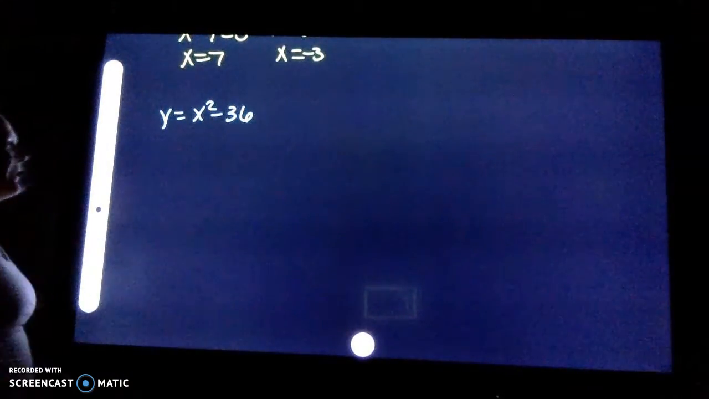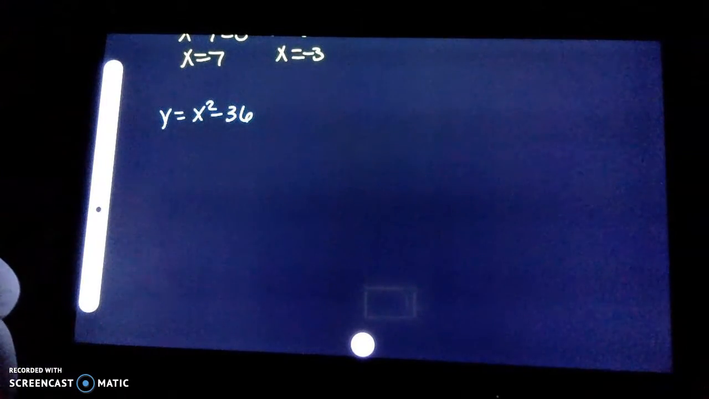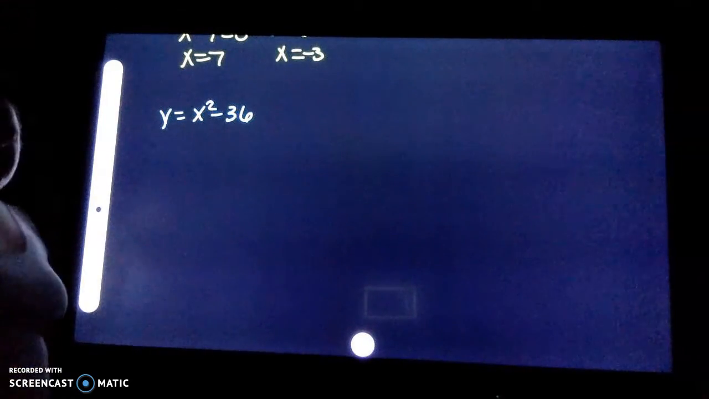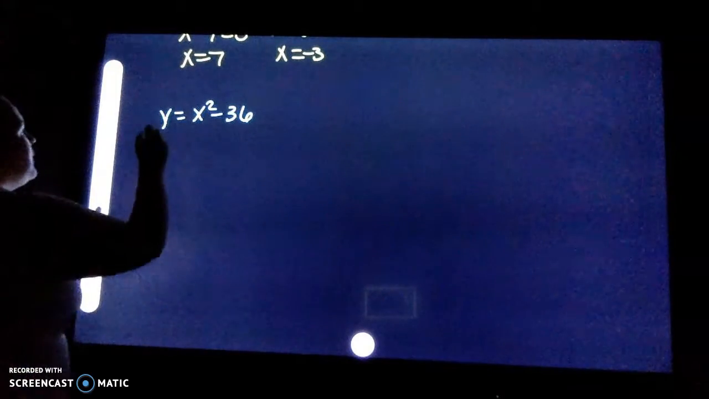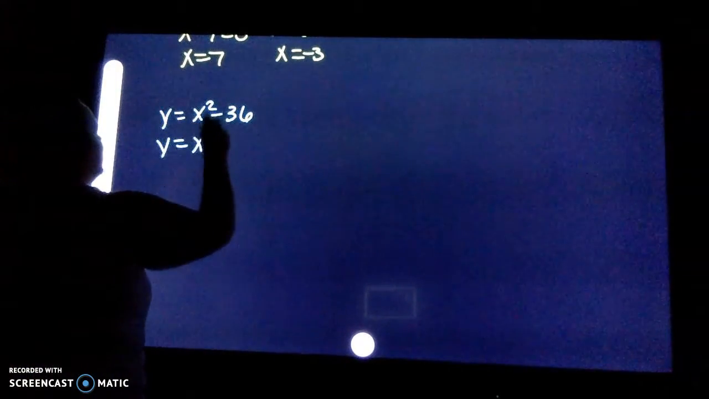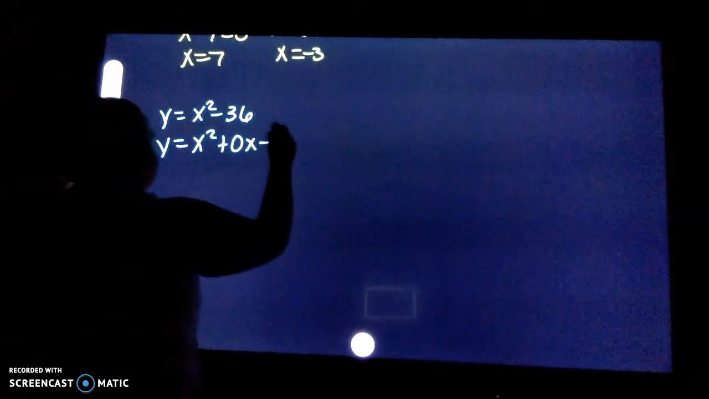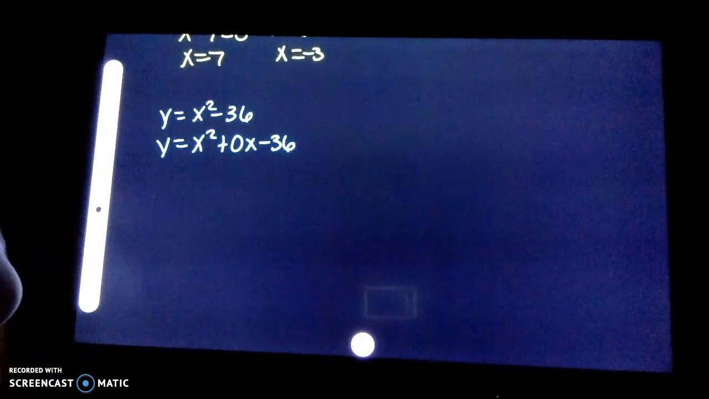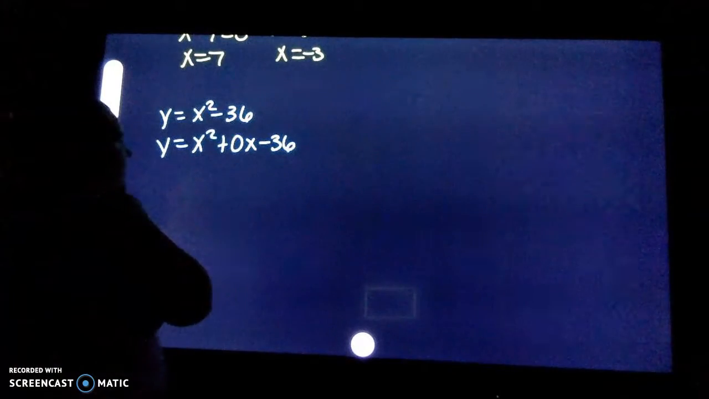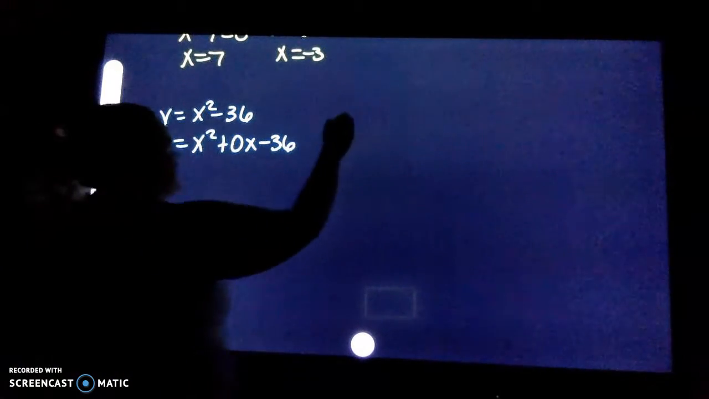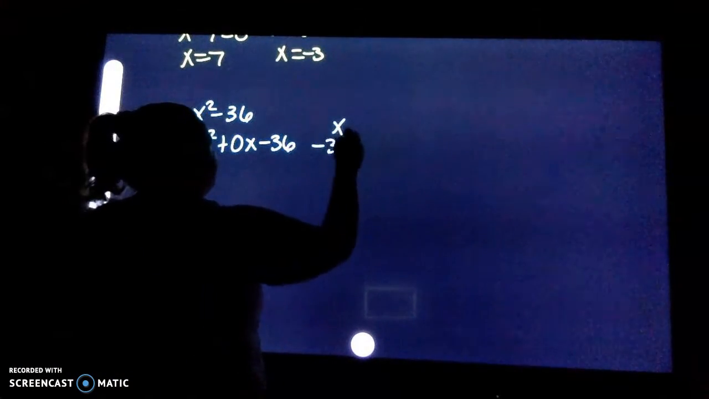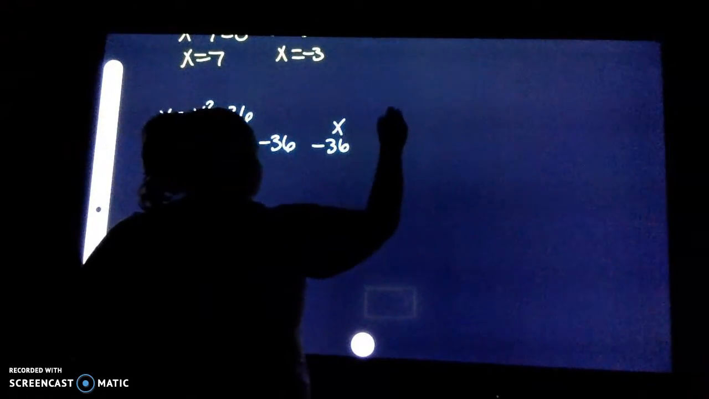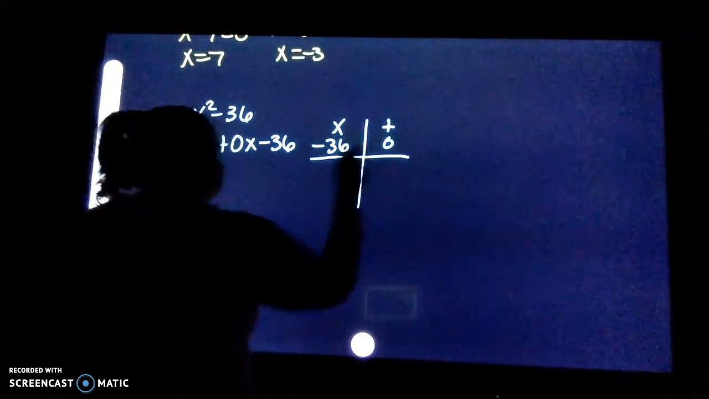This one is x squared minus 36. I don't have anything in common for these 2 terms, so I kind of want to see if I can factor this one using that CB chart. In order to do that, I have to have all 3 terms, so I go ahead and fill in a 0 right here. This means when I do my CB chart, I'm looking for 2 numbers that multiply to a -36 and add to a 0.